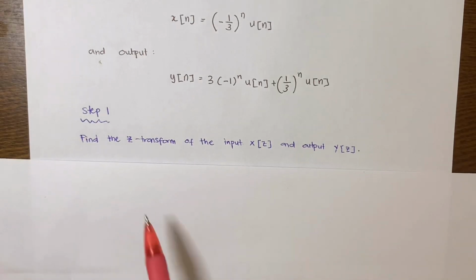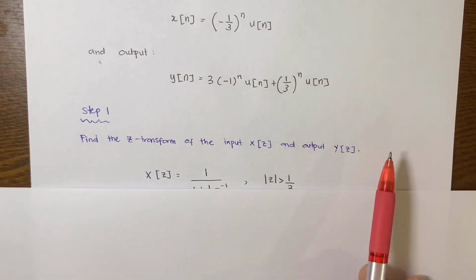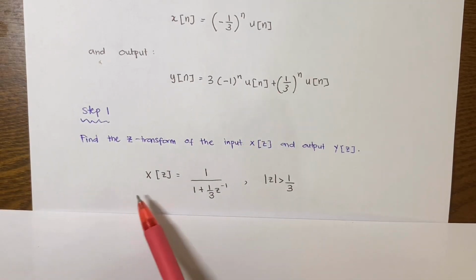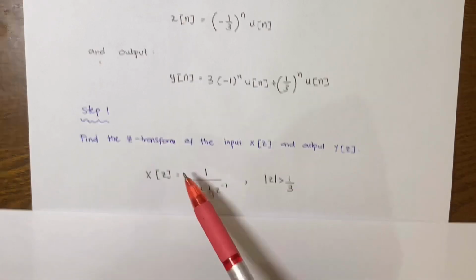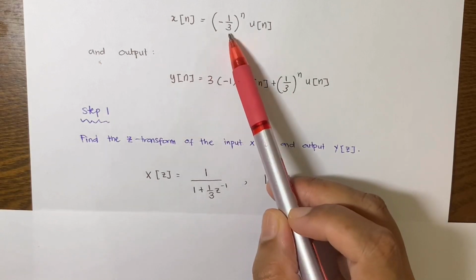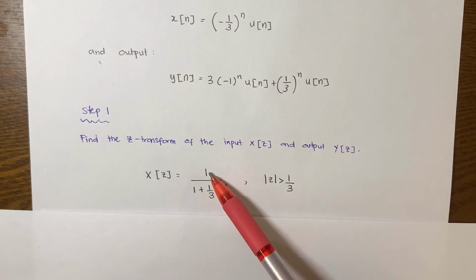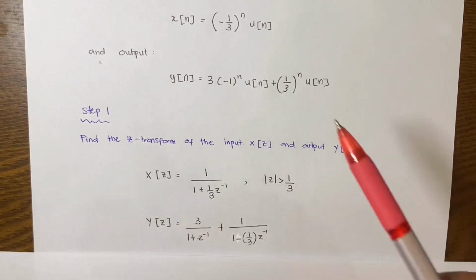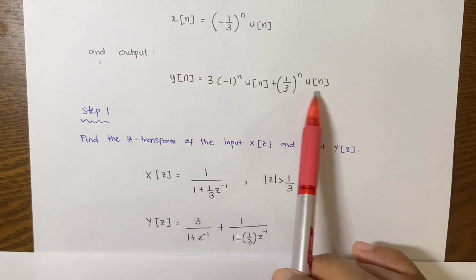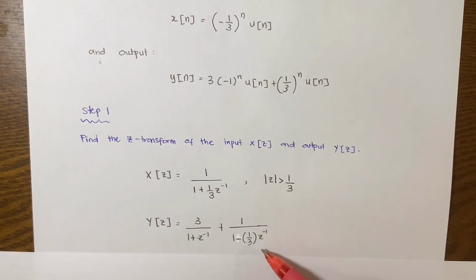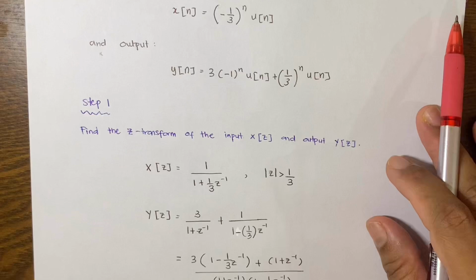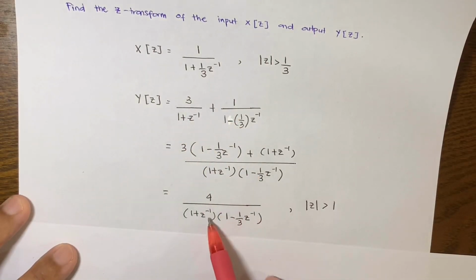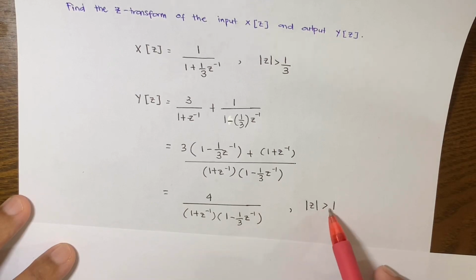The first step is you need to find the Z transform of the input X(z) and output Y(z). Just use the table of Z transform pairs directly, and you will get this answer. For x[n] equal to (-1/3)^n u[n], you will get the Z transform 1 over 1 plus 1/3 z to the power of negative 1. Y(z) comes from the signal y[n], and you get its Z transform here. Then we do the cross multiplication, and you will get Y(z) like this, with z bigger than 1.